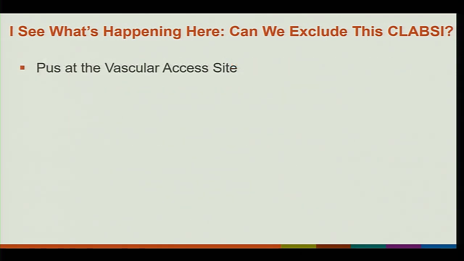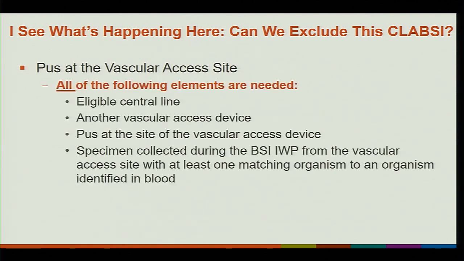The last CLABSI exclusion we will discuss is pus at the vascular access site. If a patient meets all elements for this exclusion listed on the slide, you would enter central line is equal to no in the NHSN application. The event, again, is considered an LCBI, and a 14-day BSI RIT is created, with day one being the date of event. This exclusion is also available if you're reporting using the BSI event form. Again, this field is optional in 2019, but will become required in 2020.